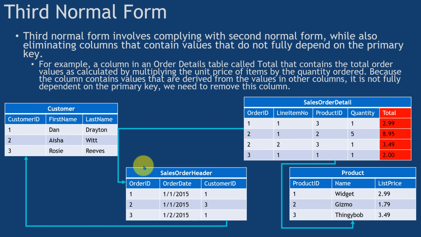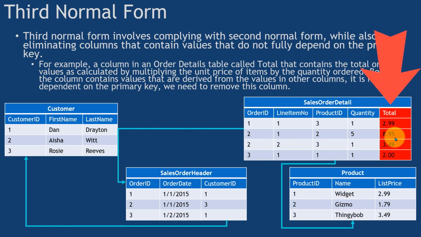Now the third normal form. The third normal form involves complying with the second normal form while also eliminating columns that contain values that do not fully depend on the primary key. In this example, look at the sales order detail, which contains the total column, which is the total amount of purchase value for that particular product based on the quantity and the product list price. Because this column contains values derived from other columns, it is not fully dependent on the primary key of the sales order detail.